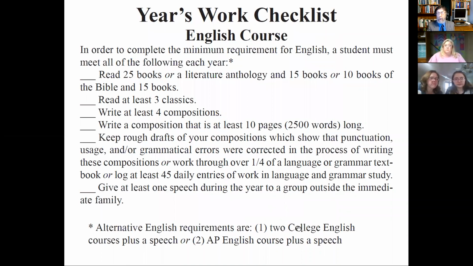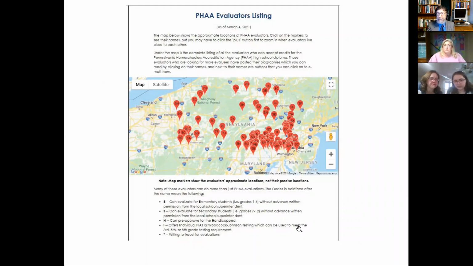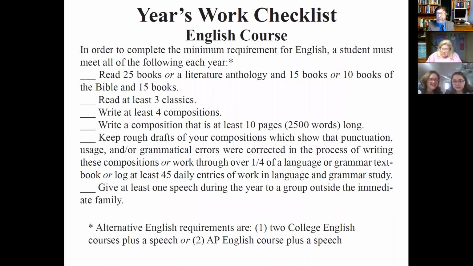Now, what will the evaluator be looking for? And now we're getting into the part where I'm expecting questions. We have the year's work checklist. That's one of the forms you can find in the diploma guide, and you can also find it online if you click on forms. And it basically tells what you have to do to get credits in the PHAA program.